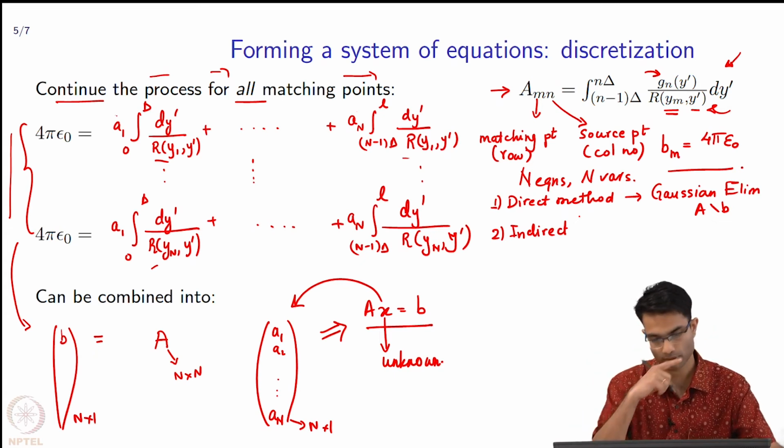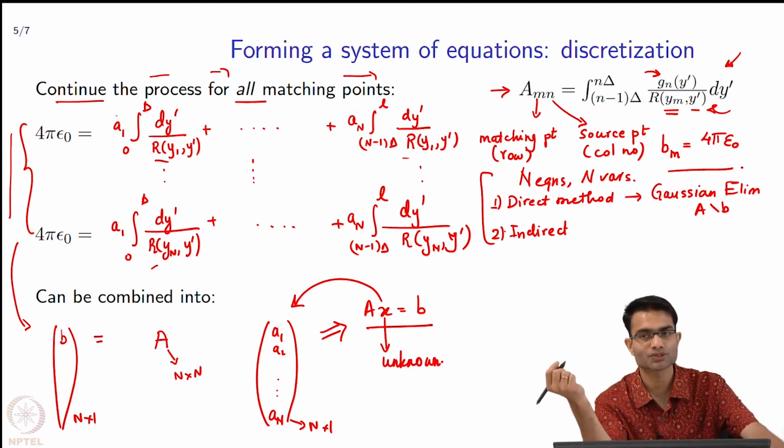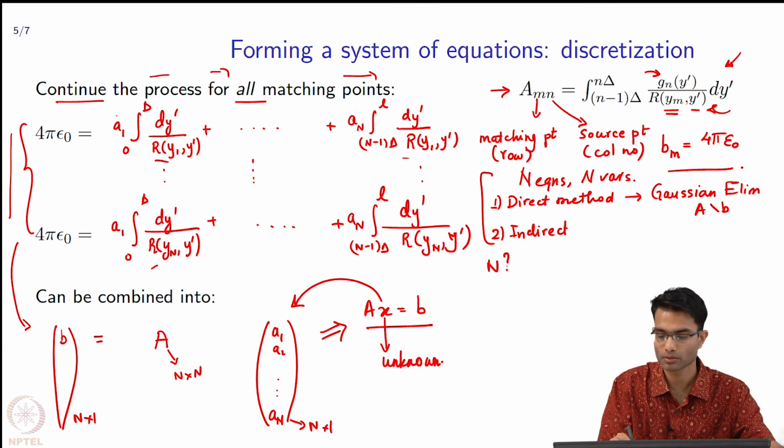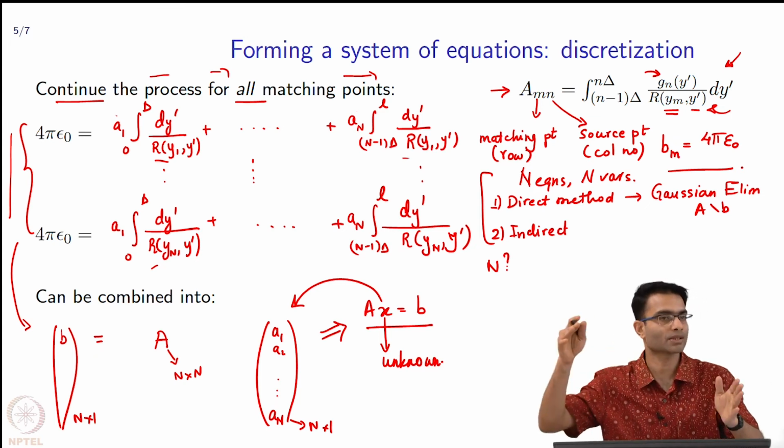Alright, so that is about the ways of solving Ax is equal to b, but let us get back to the first question which I asked you. How do you choose n? You might start out conservatively, choose some small n, and then start making n larger and larger, right.